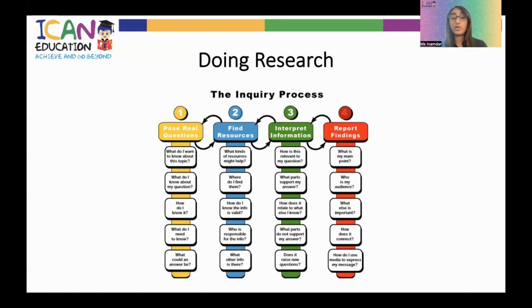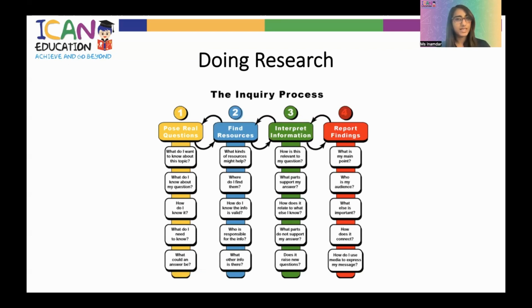So the first part, of course, is to pose real questions. Next, find resources, and not just any resources. Make sure that your resources are credible. So what kinds of resources might help? Do you think finding an article in a newspaper could help? Or do you think finding a comic book strip that addresses pollution could help?